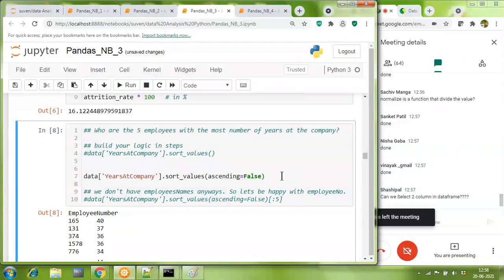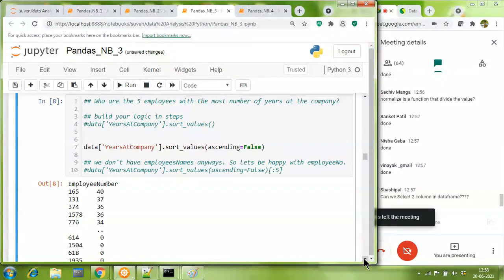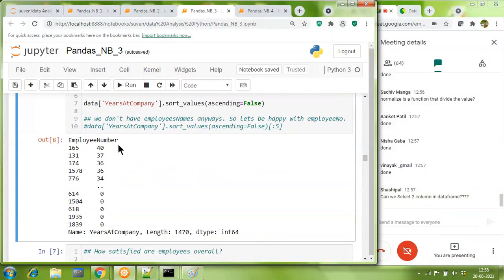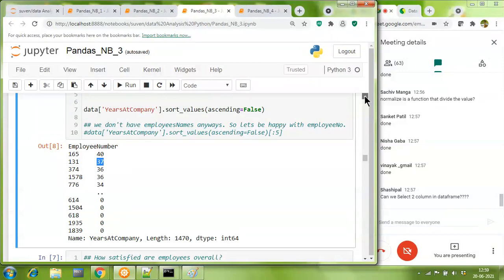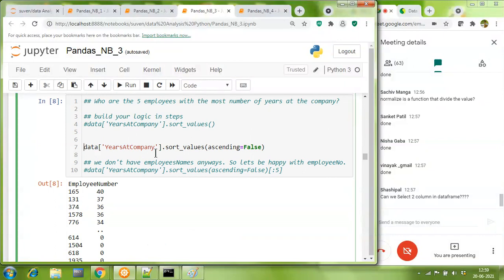So when I run this piece of code, I see my output coming in descending order, where the employee code 165, employee number 165 has served your company for 40 long years. Employee number 131 has served your company for 37 long years, so on and so forth. Therefore, you will feel that, oh, this is my answer. No, this is not still your answer.